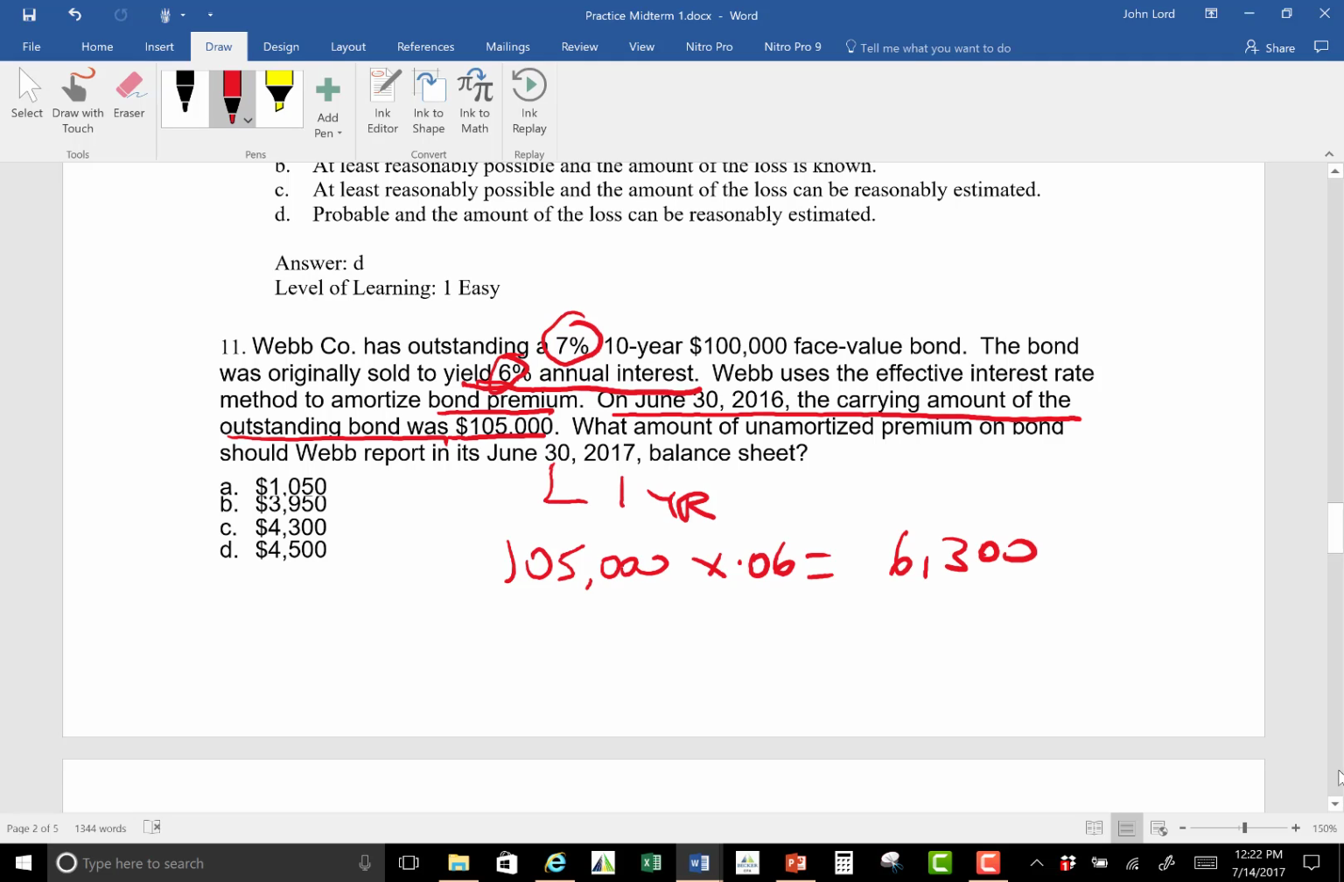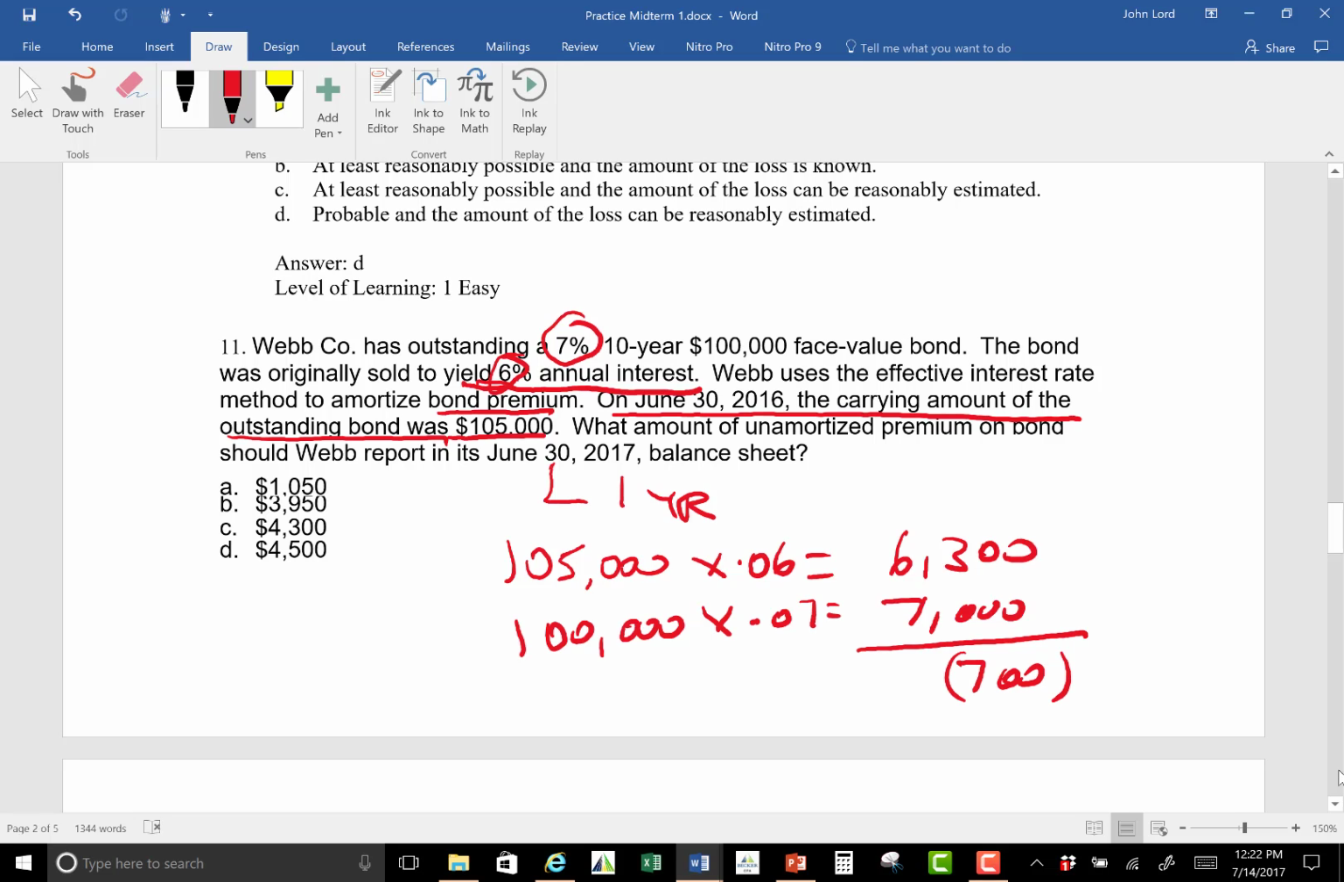Right? But how much would the cash interest be at that 1 year mark? That's going to be for 1 year, 100,000 times 0.07, that's going to be 7,000, isn't it? Okay. The difference here, therefore, is 700, sorry, thank you. It's 700 that we've amortized off of the premium.